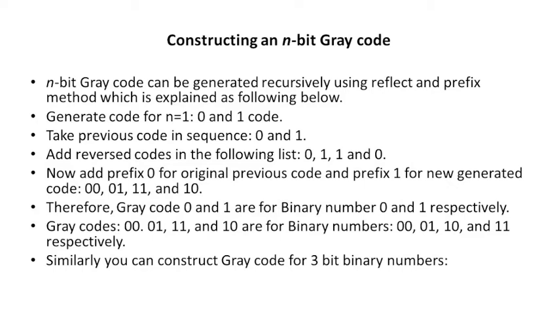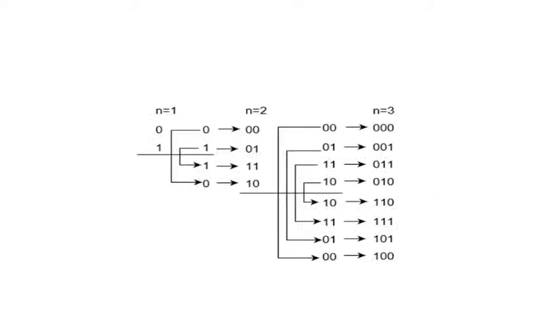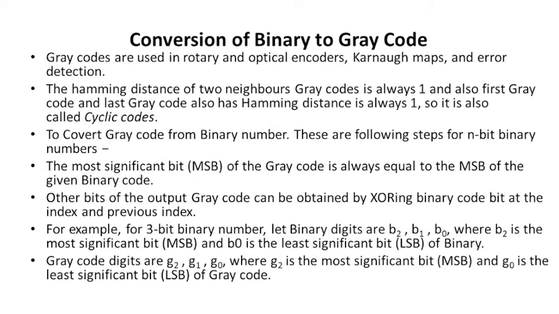Similarly, you can construct the gray code for 3-bit binary numbers also. So this is the gray code conversion for when n equals 1, n equals 2, n equals 3. This is the conversion of binary to gray code.